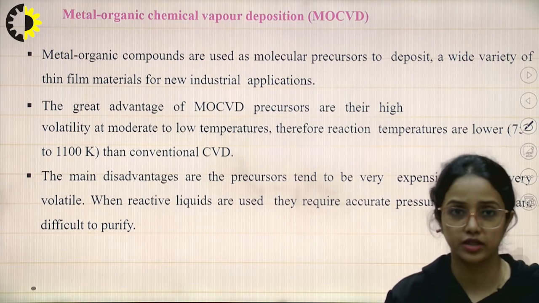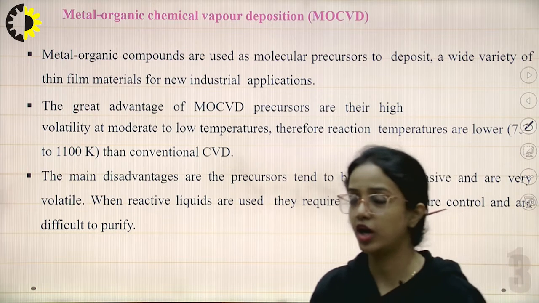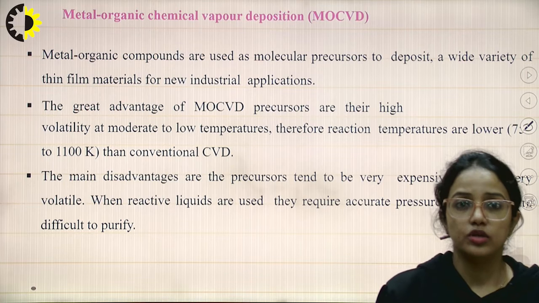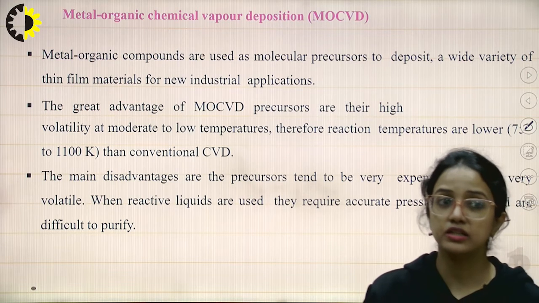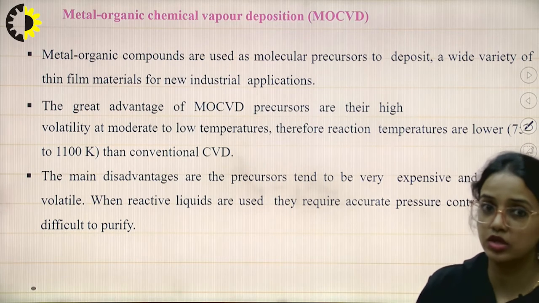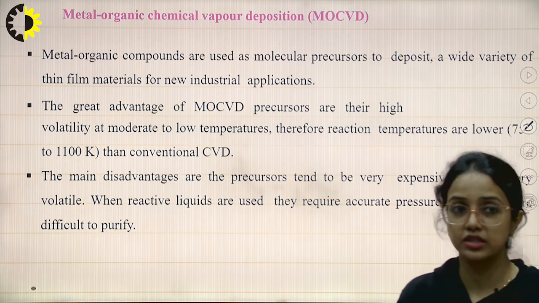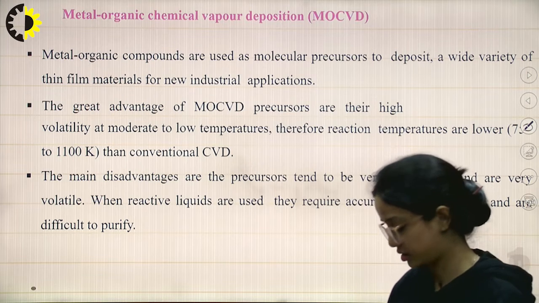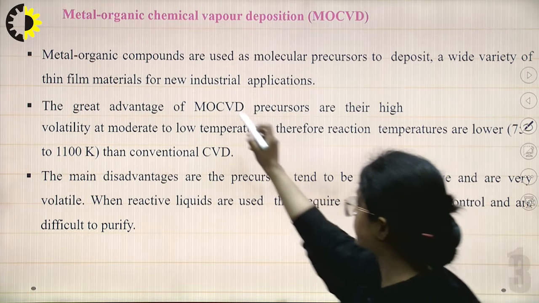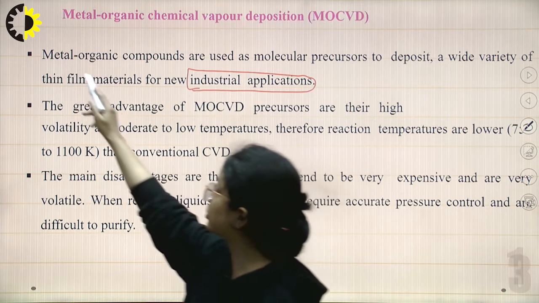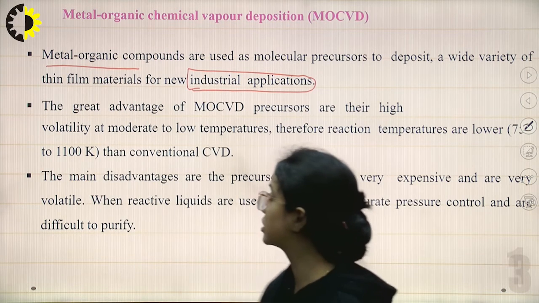Next is metal organic. Why are we using metal organic compounds? Metal organic compounds are used as molecular precursors to deposit a wide variety of thin film materials for new industry applications. Let's say we are very specific and have a certain industrial application. In that case, we can only take those metal organic compounds.